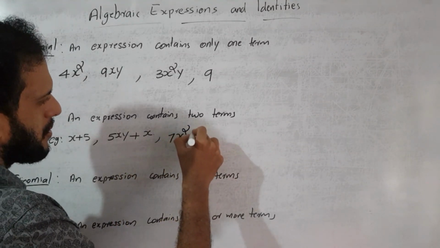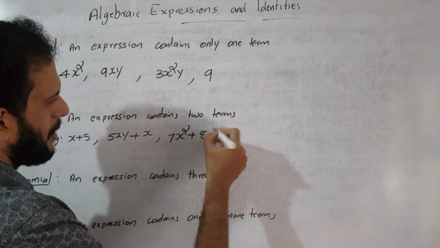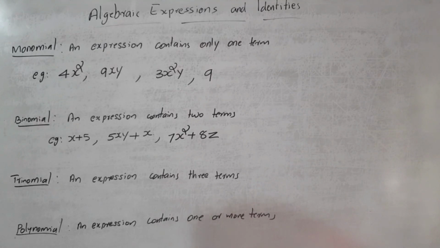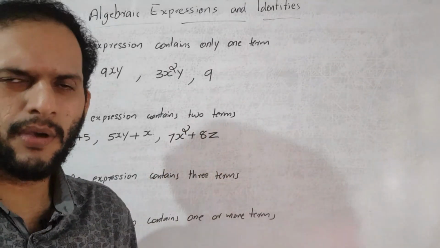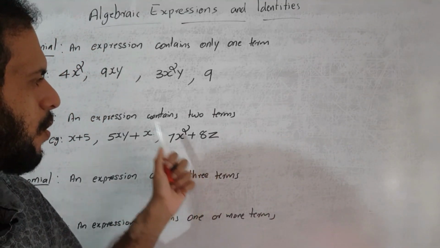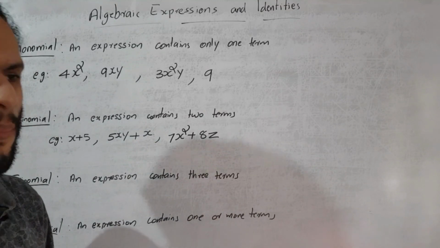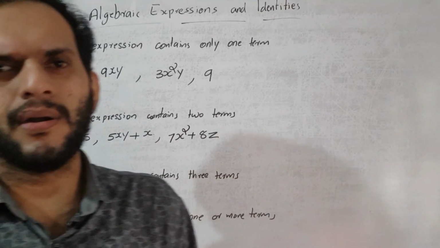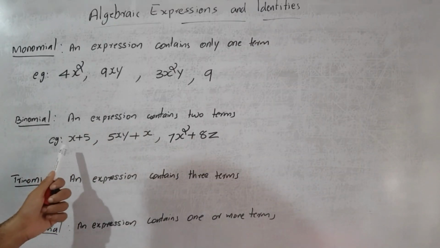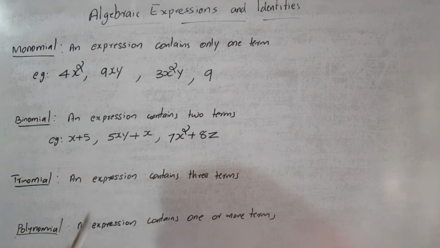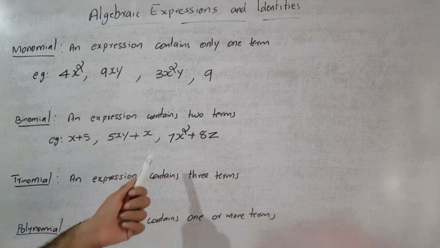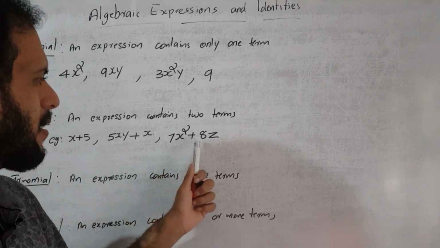7x square plus 8z. How many terms? Only two terms, 7x square and 8z. So this one is called a binomial. Binomial means the expression contains only two terms. In the first example, x plus 5, the terms are x and 5. In the second example, the terms are 5xy and x. In the third one, the terms are 7x square and 8z.